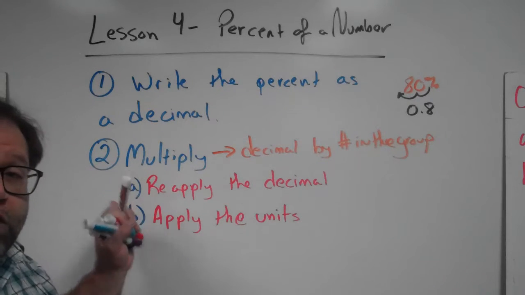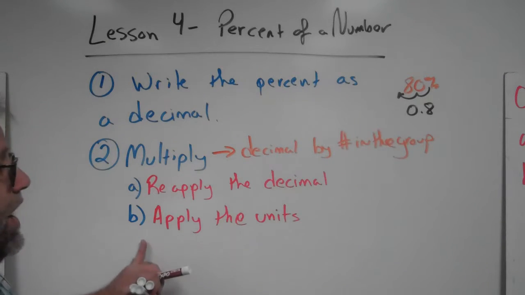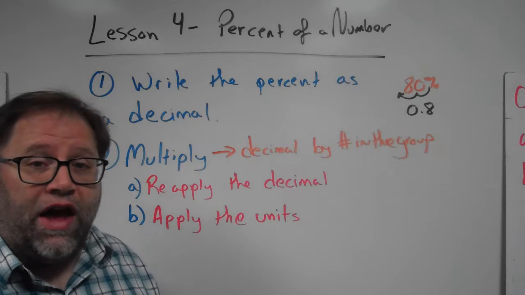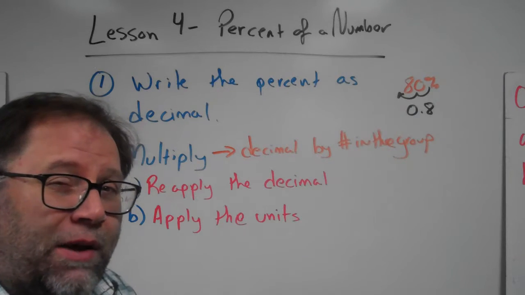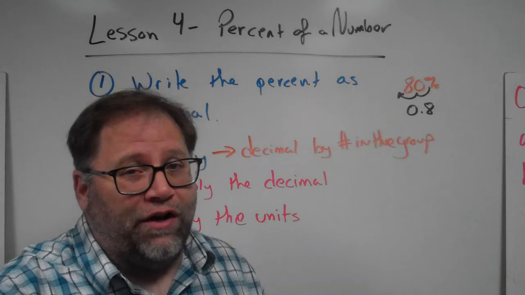Then when we get done, don't forget to reapply the decimal because that's part of that multiplication. That's a reminder of a previous lesson. And then put your units on it so you know that you have the thing that you want. Don't be coming up with something like 7.3 children. Tough to have 0.3 of a child.